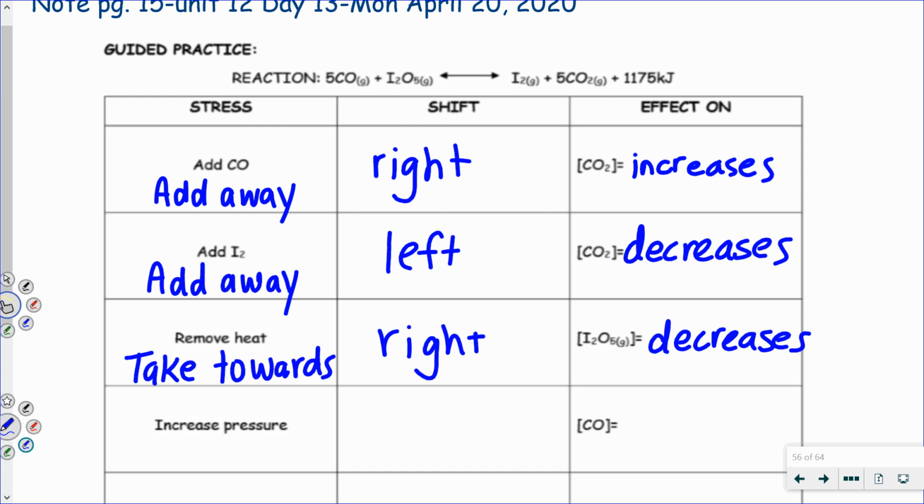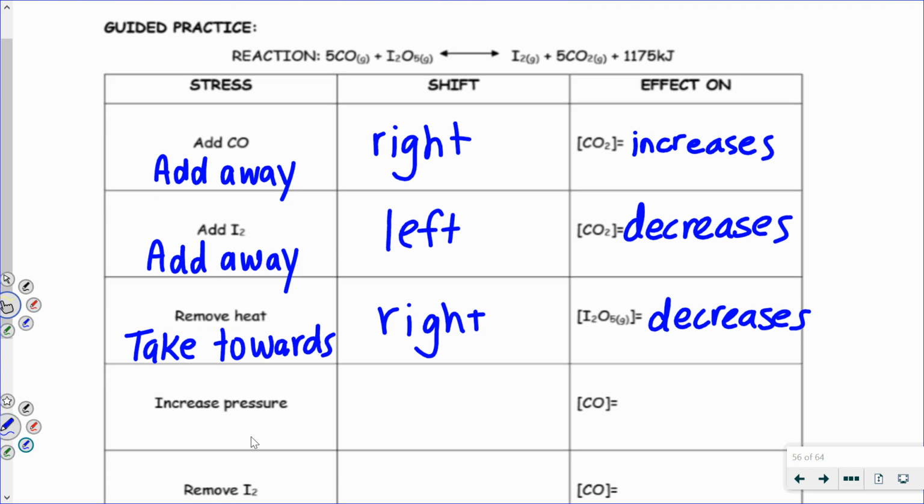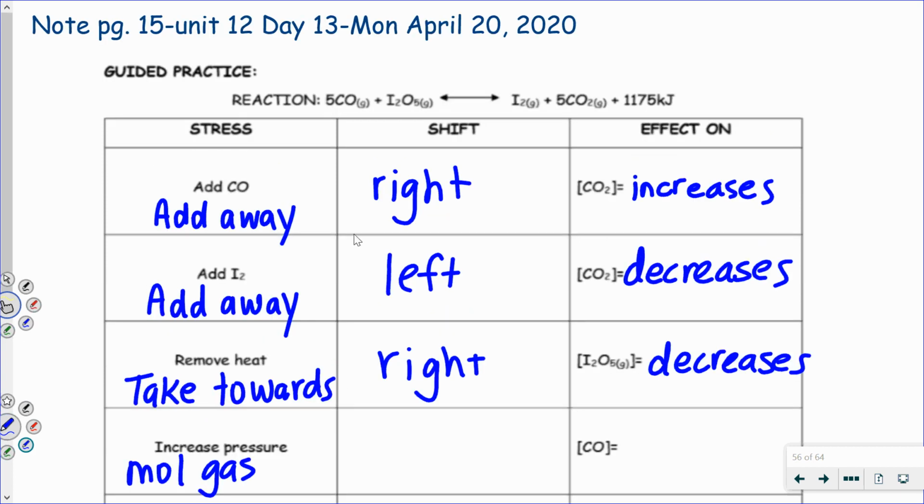All right, let's take a look at pressure. Remember, this is increase in pressure. Pressure we cannot use add away and take towards like we could for concentration or heat. Pressure is where we look at moles of gas on each side. So if I look on the reactant side, I have 5 moles of carbon monoxide and then 1 mole of I2O5. So that's a total of 6 moles of gas on my reactant side. And notice these are gases. Let's take a look at my product side. I have 1 mole of I2 gas, 5 moles of carbon dioxide gas. That's a total of 6 moles.